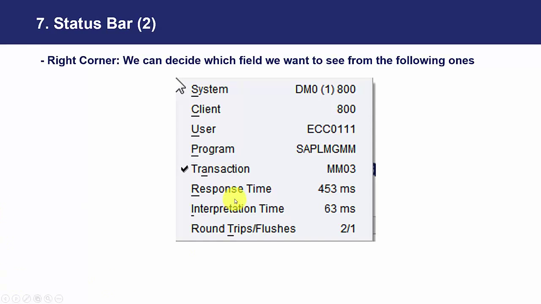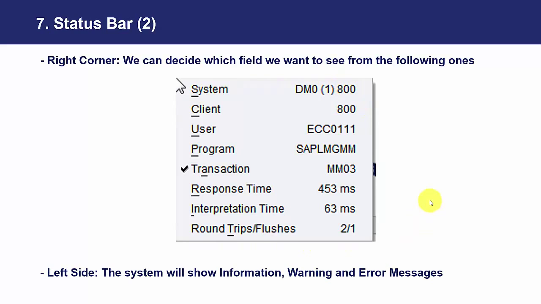Here we can decide to see the transaction code, in this case MM03, but we can also decide to see the user. Imagine we are working with different users, or we can decide to see the client or the system. Imagine that we are working with the development system, and at the same time you have some sessions of production open at the same time. So depending on how we are working, it can be more useful or not to use one or another parameter. This is going to be visible from all transactions. And finally, on the left side, the system will show information, warning, and error messages.